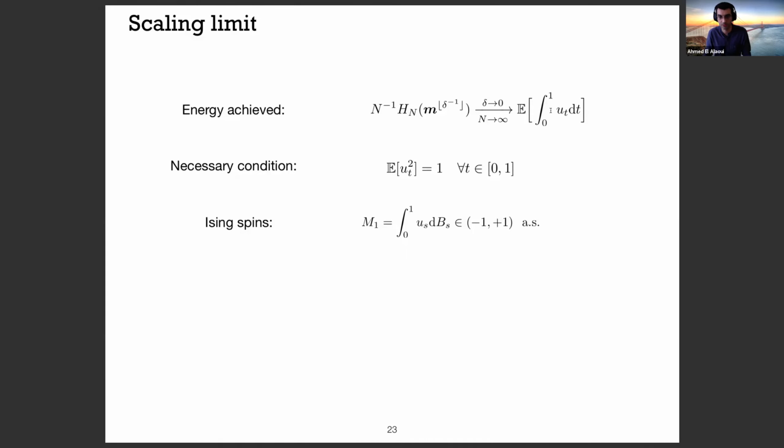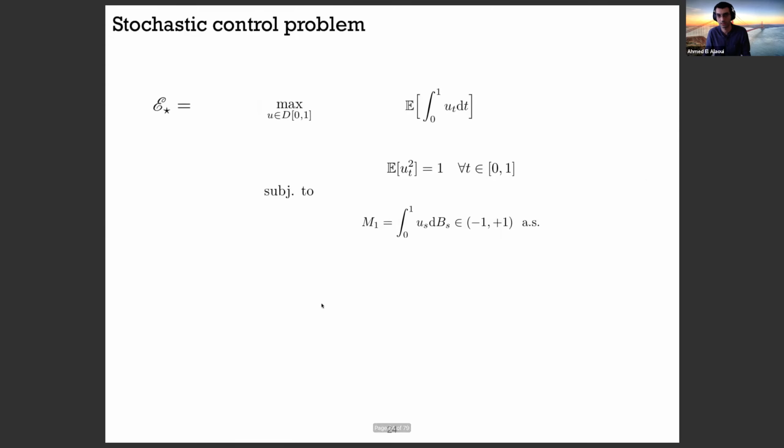So now you have a value, you have constraints, now you can optimize this value. You want to choose the u's so that this value is as large as possible. Okay, so that gives you a stochastic control problem. So let's call the value of that stochastic control problem E star.